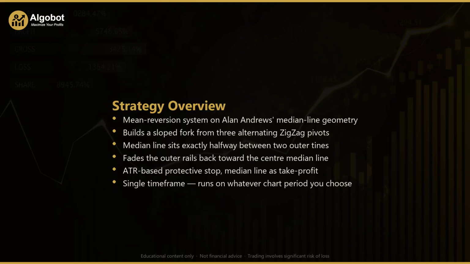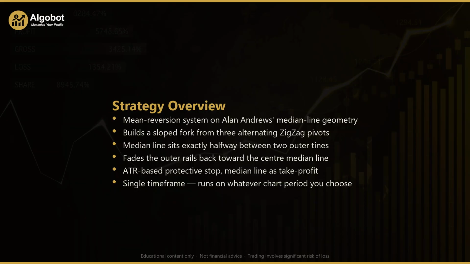So what exactly does this expert advisor do? At its heart, median line fork reversion is a mean reversion strategy. Rather than using the horizontal boundaries of a Donchian channel or the straight line fit of a regression channel, it constructs a sloped channel from 3 discrete swing pivots, the building blocks of Alan Andrews' median line, often called the Andrews pitchfork. Here's the idea in simple terms.